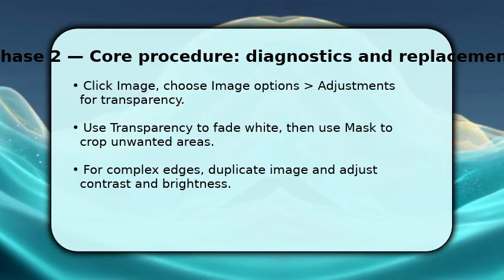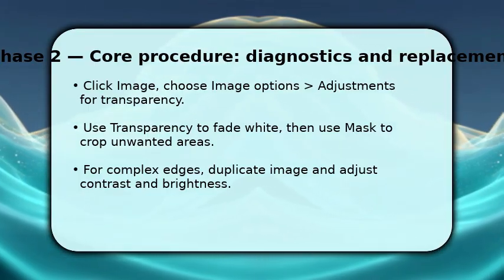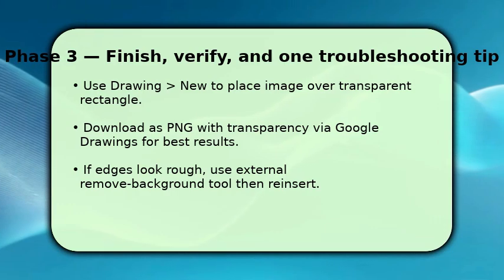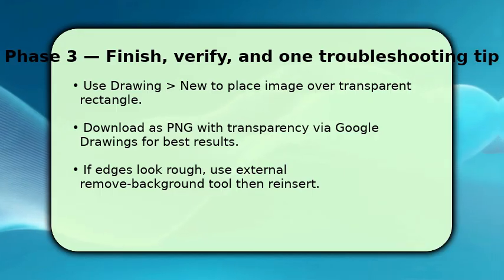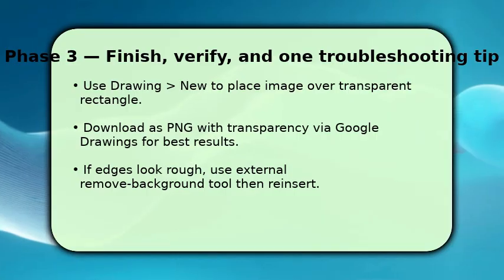To finish, open Drawing New, paste the cleaned image onto a transparent canvas, and arrange it exactly where you need it in the document. Once satisfied, download from Drawing as PNG to preserve any transparency, and reinsert if needed.